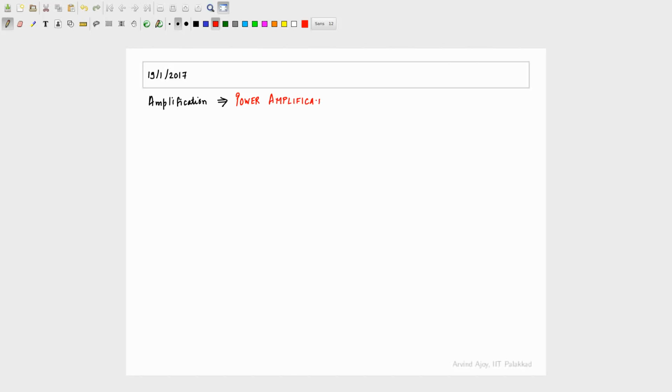That is an important thing. Okay, and maybe we can just write it this way: nonlinearity is very useful for amplification.